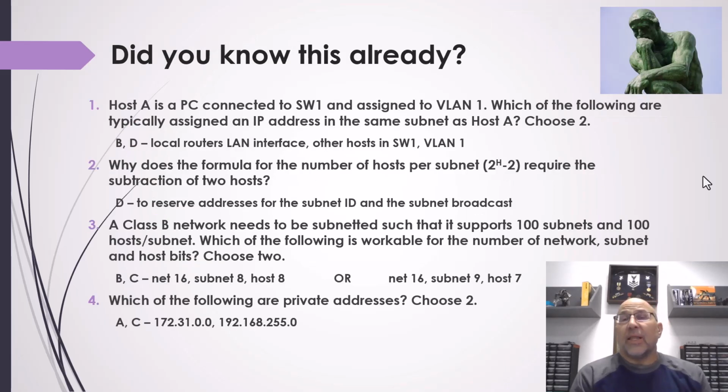All right, so now that we got a lot of these big ideas out of the way, let's do the do you know this already? So host A is a PC connected to switch 1 and assigned to VLAN 1. So it's in a network, and that network belongs to a VLAN. Which of the following are typically assigned an IP address in the same subnet as host A?